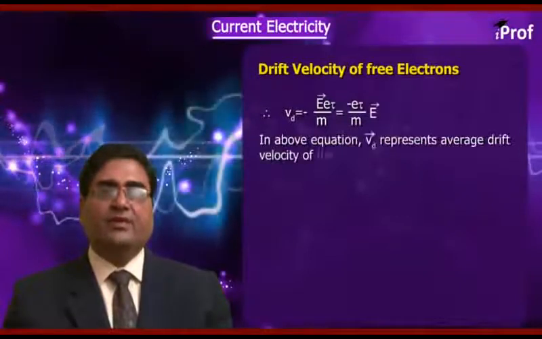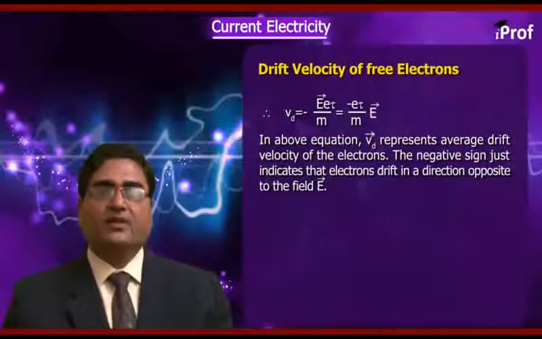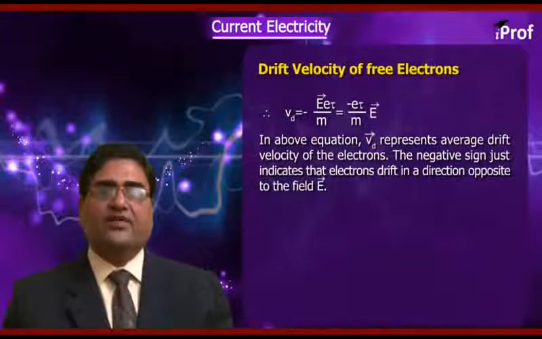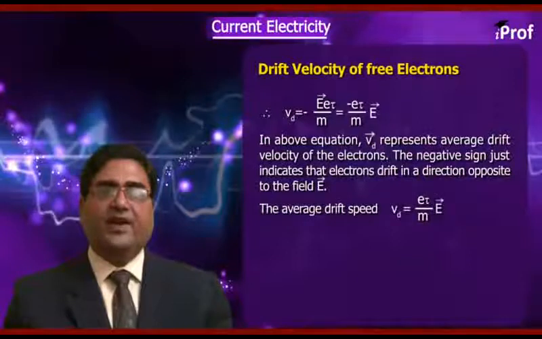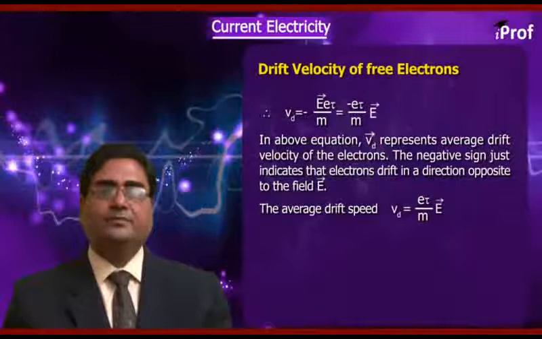In the above equation, Vd represents average drift velocity of the electrons. The negative sign just indicates that electrons drift in a direction opposite to the field E. The average drift speed Vd equal to e tau upon m into E.